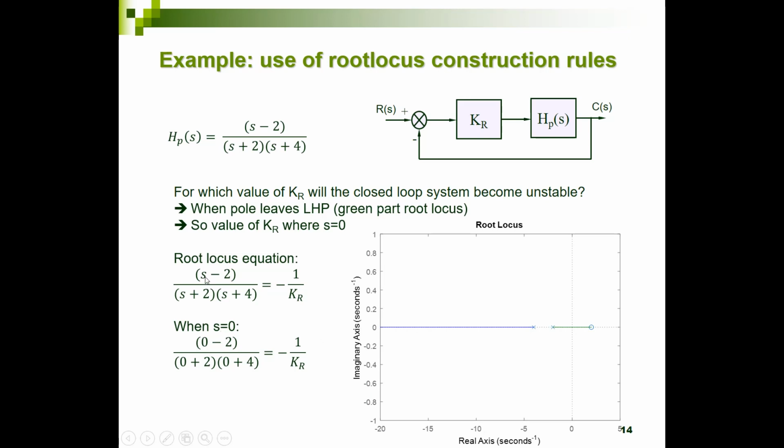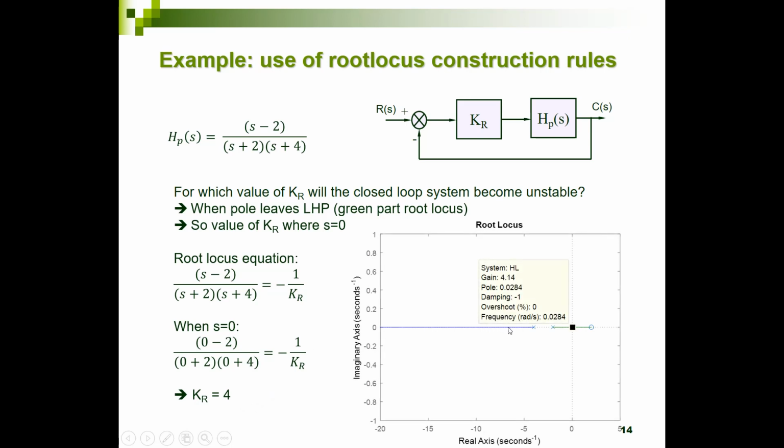So let's fill in s is 0 over here, and then we get (0 minus 2) divided by (0 plus 2) times (0 plus 4) is equal to minus 1 over Kr. So we can calculate that the corresponding Kr will be equal to 4: 2 times 4 divided by minus 2, with a minus in front of it. So we know that at Kr is 4, instability starts to occur. When you have this system, never increase Kr to values higher than 4, because at that value of Kr, your system will become unstable.